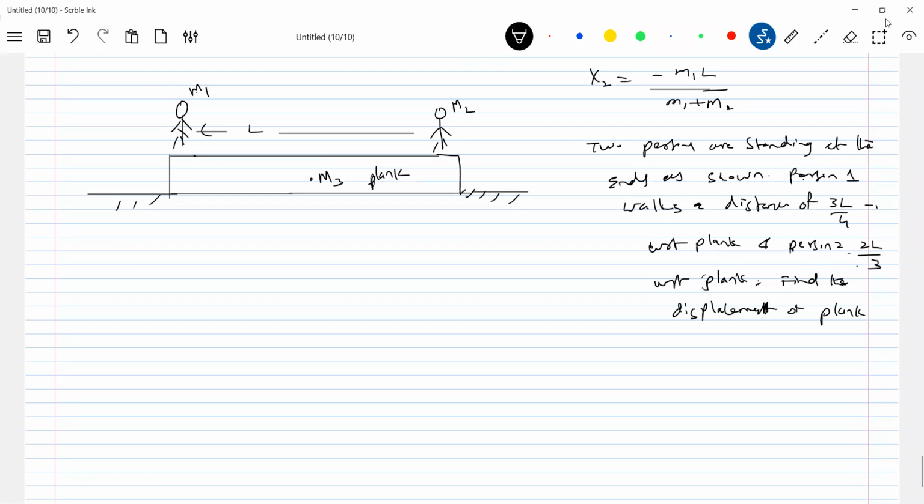So I think I'll directly go for a method. What is that? M1 delta x1 plus M2 delta x2 plus M3 delta x3. Put it. Because as the person walks, there will be friction acting like this. F1, F1. This person will walk, F2. This will be F2.